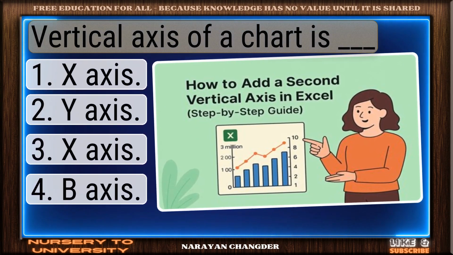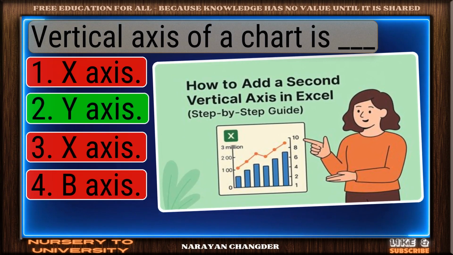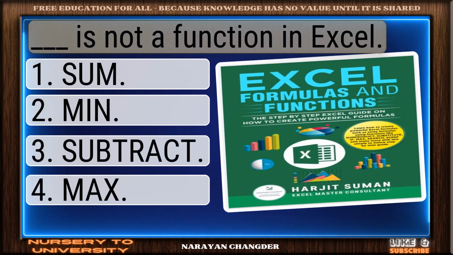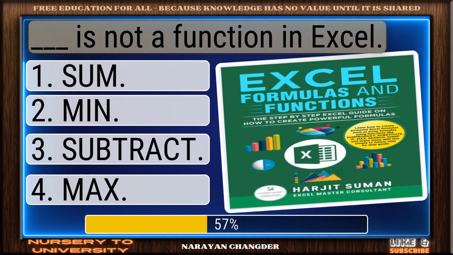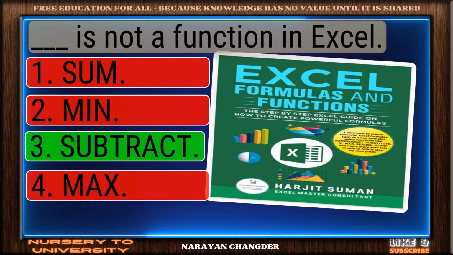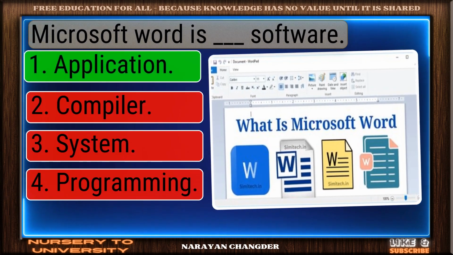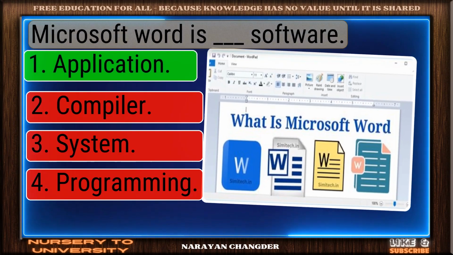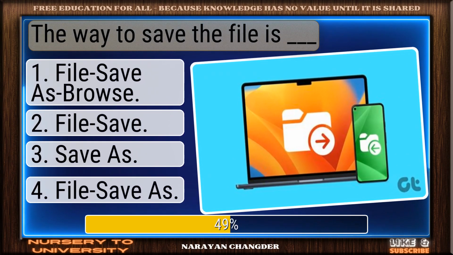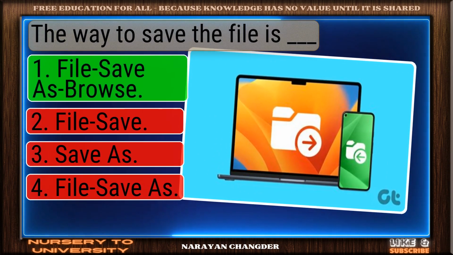Vertical axis of a chart is? Excellent choice. Y-axis is the right answer. Which is not a function in Excel? Perfect. Subtract is the correct choice. Microsoft Word is what software? Well reasoned. Application is the correct choice. The way to save the file is? Nicely done. File, Save As, Browse is a solid answer.